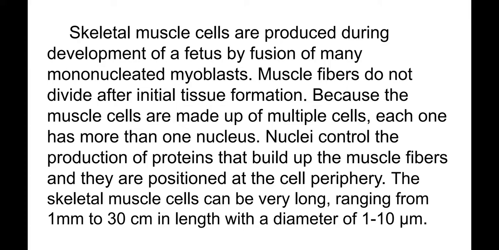We can get more muscle cells, again, in kind of the same way, by fusion of many mononucleated myoblasts. Because the muscle cells are made of multiple cells, each one has more than one nucleus. The long muscle cells have hundreds of nuclei, and these nuclei control the production of proteins because they control production of RNA and then all the proteins that build up the muscle fibers, and they are positioned at the cell periphery. The skeletal muscle cells can be very long, ranging from 1 millimeter to 30 centimeters in length, with a diameter from 1 to 10 microns.